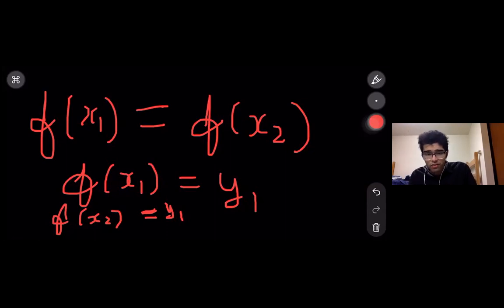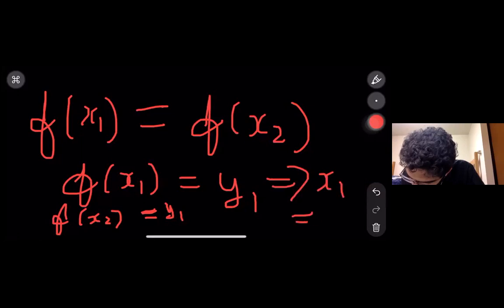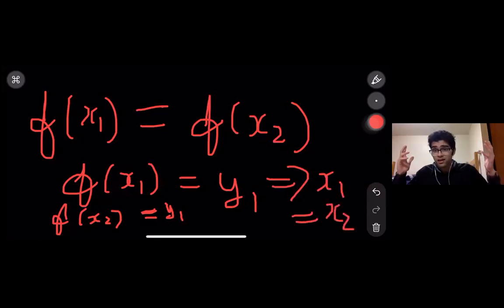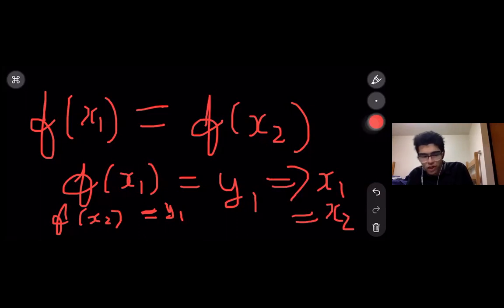He's saying if it's a one-to-one mapping, and I tell you that f of x1 is equal to f of x2, this implies that x1 is equal to x2. That we are literally talking about the same element. That's what it implies. Let me repeat. If it's a one-to-one function and you know that f of x1 is the same as f of x2, then it only implies that x1 and x2 are the same thing.